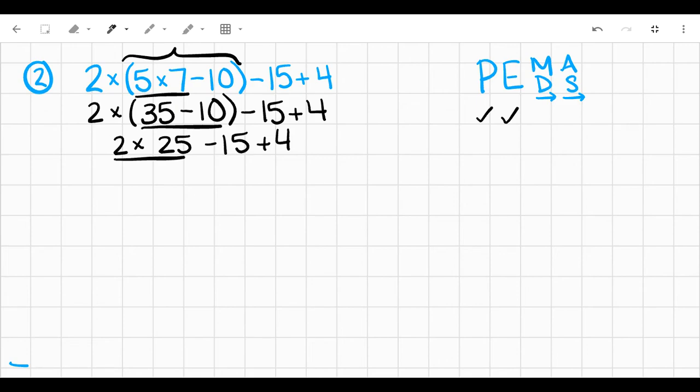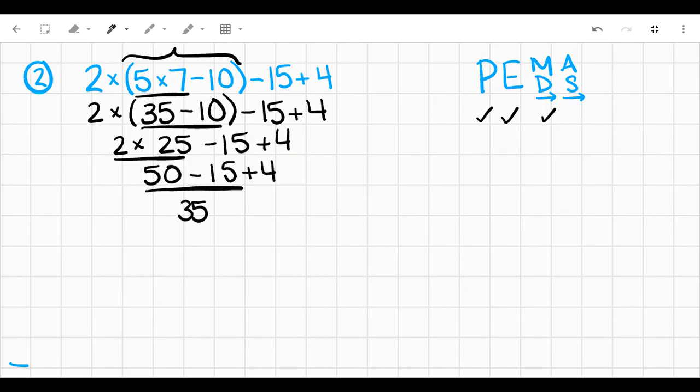And 2 times 25 is 50. And bringing down my minus 15 and plus 4. Now my next step is addition and subtraction. Well, my subtraction comes first, left to right, so I'm going to solve that first. 50 minus 15, well, 50 minus 10 is 40, and 40 minus 5 is 35.